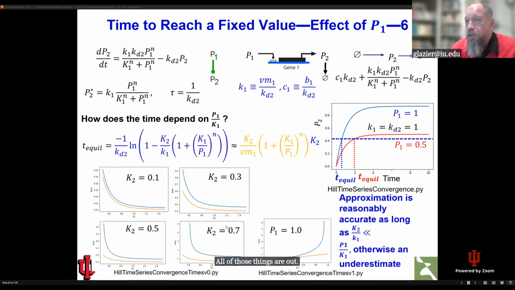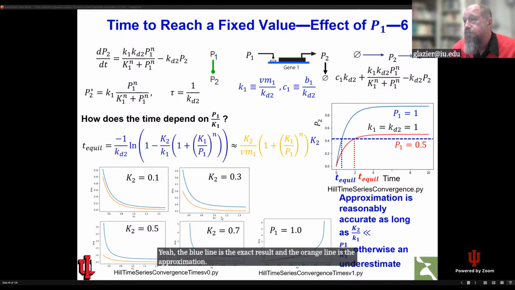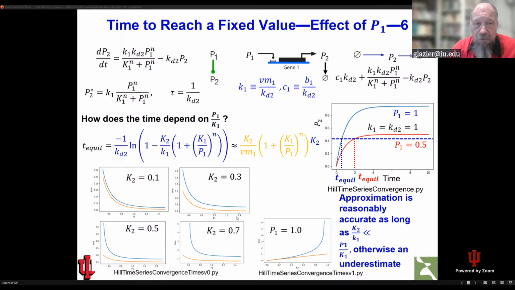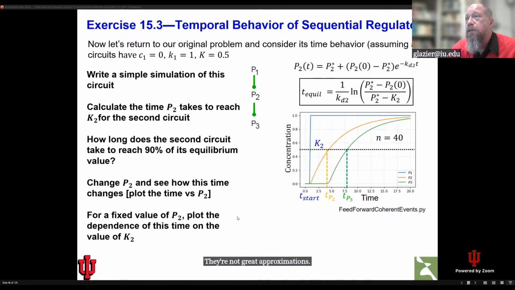What I did write was some code where the blue line here is the exact... let's see, is that right? Which way is it? Yeah, the blue line is the exact result, and the orange line is the approximation. They're not great approximations.